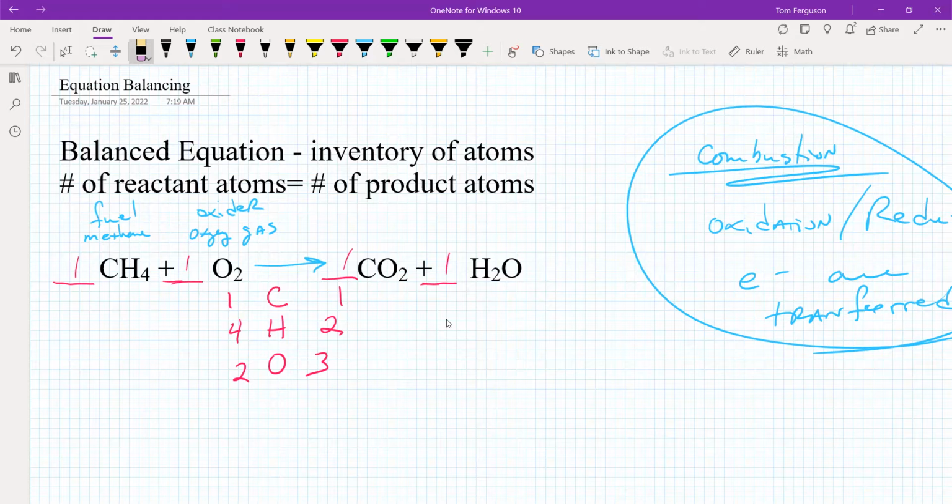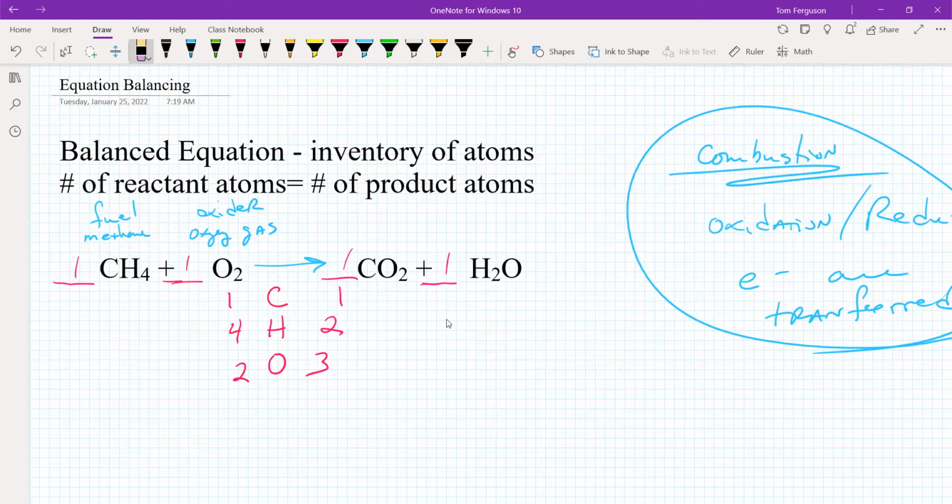Okay, so now we have to change the coefficients. These guys here. That is the only number you can change. You cannot change the subscripts. If you change the subscripts, that molecule is no longer the original molecule. So let's clean this up here. We can change the coefficients all we want.